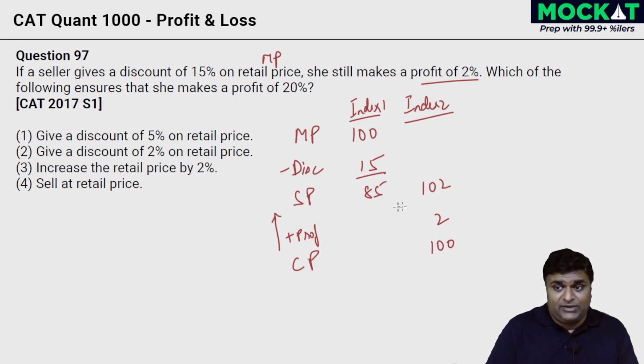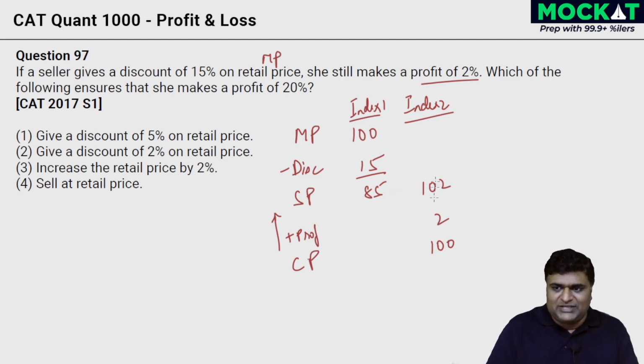Now, what is the connect over here? The connect over here is the selling price, because I have the selling price value for both the indices, index 1 and index 2, 85 and 102. What is asked is which of the following ensures that she makes a profit of 20%? Okay, she makes a profit of 20%.